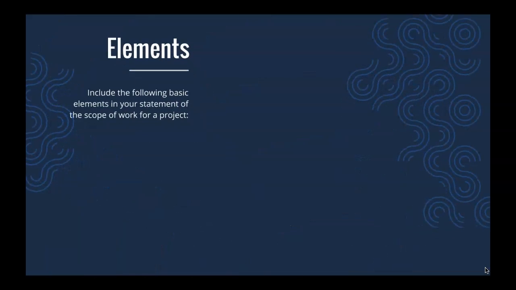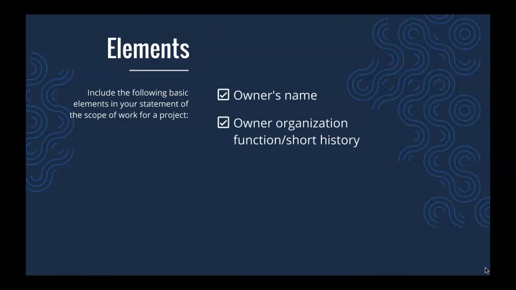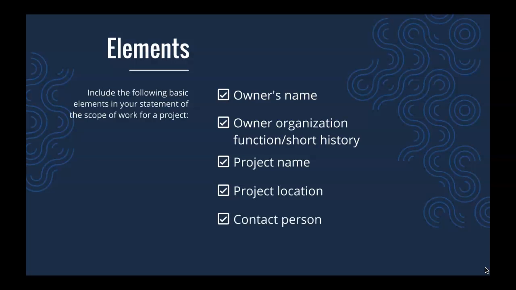The following basic elements should be included in a statement of the scope of work for a project: the owner's name, description of the function, and short history of the owner, organization, or agency, including the goals or events that prompted the project, project name or identification, project location, and contact person.